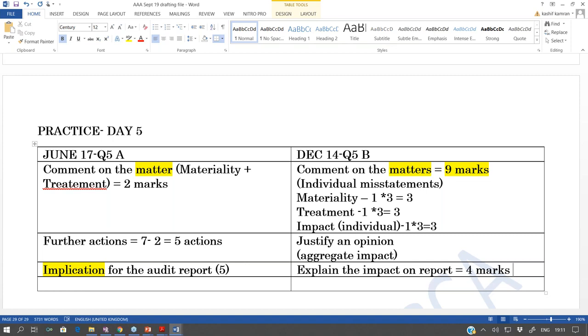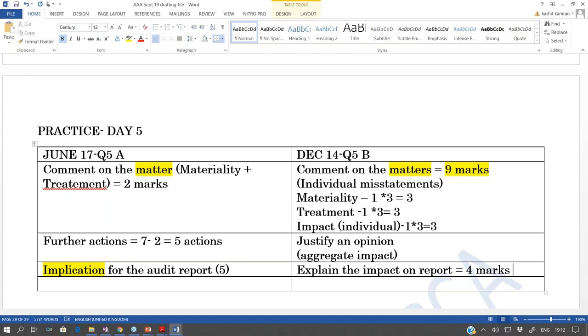So in the June 17 paper, how many things is the examiner asking? Matters, actions, implications. In the December 14 paper, how many things is the examiner asking? Matters, justify an opinion, and then the examiner is asking impact on the report.